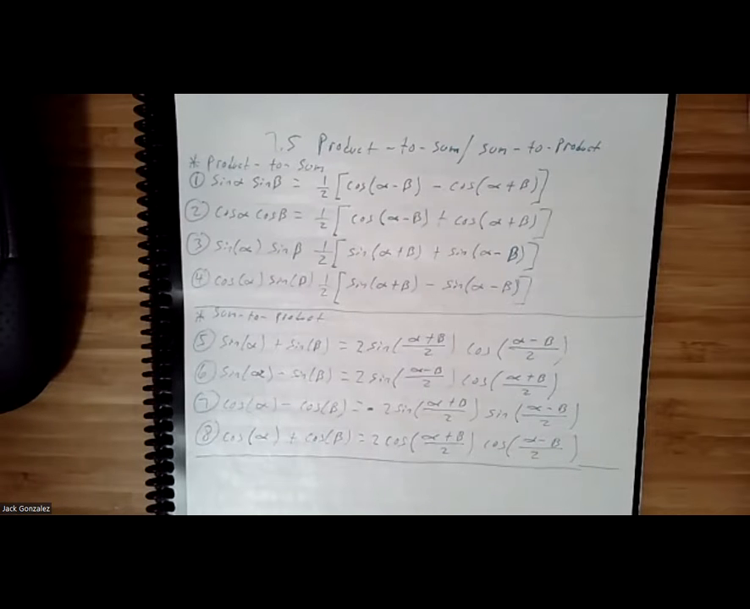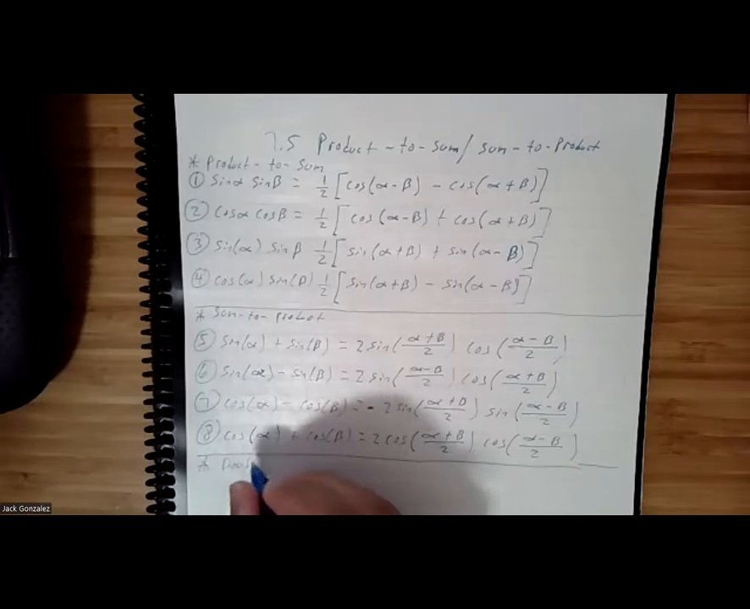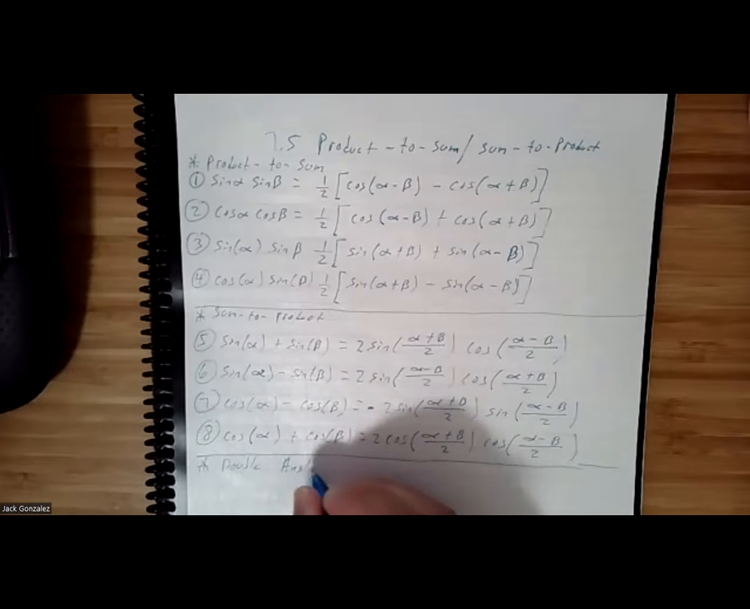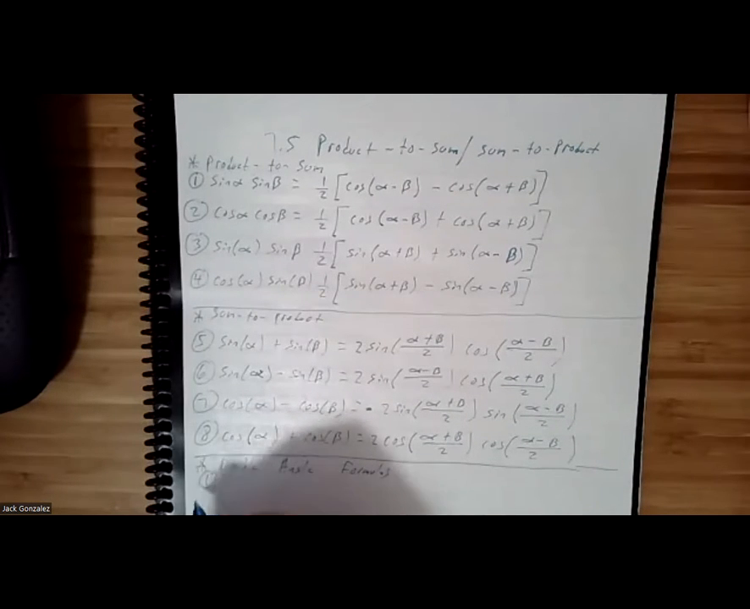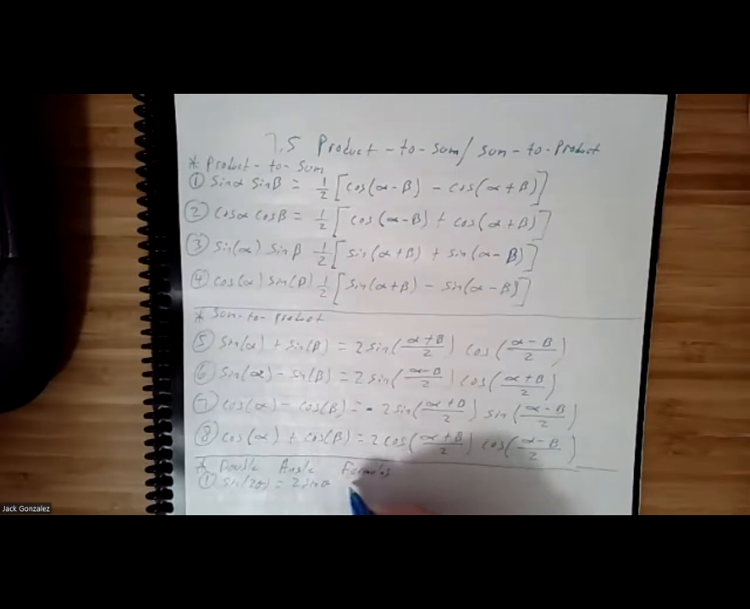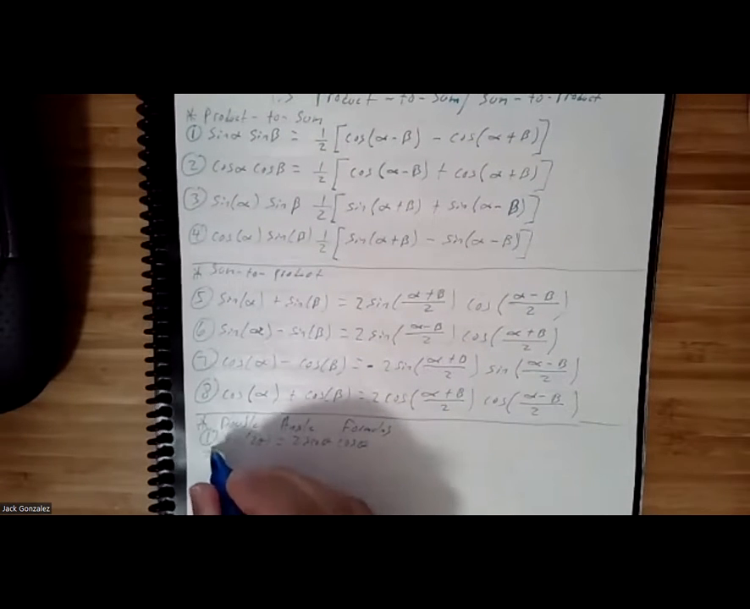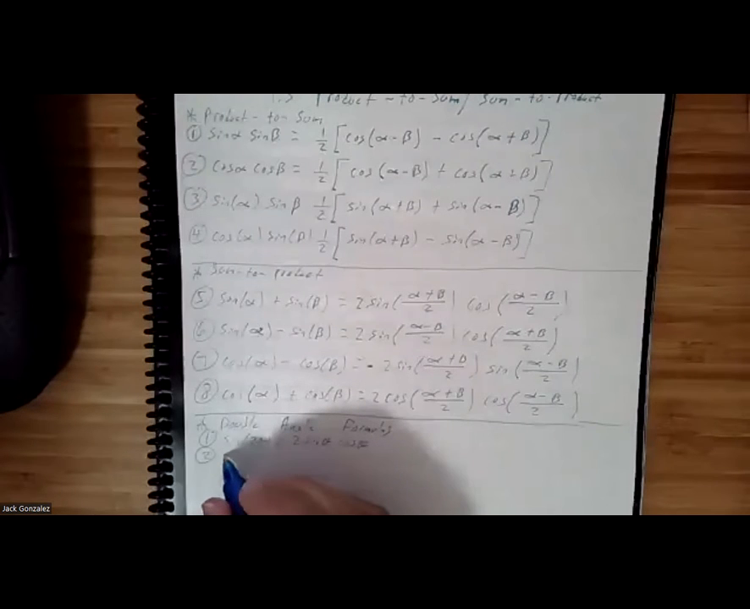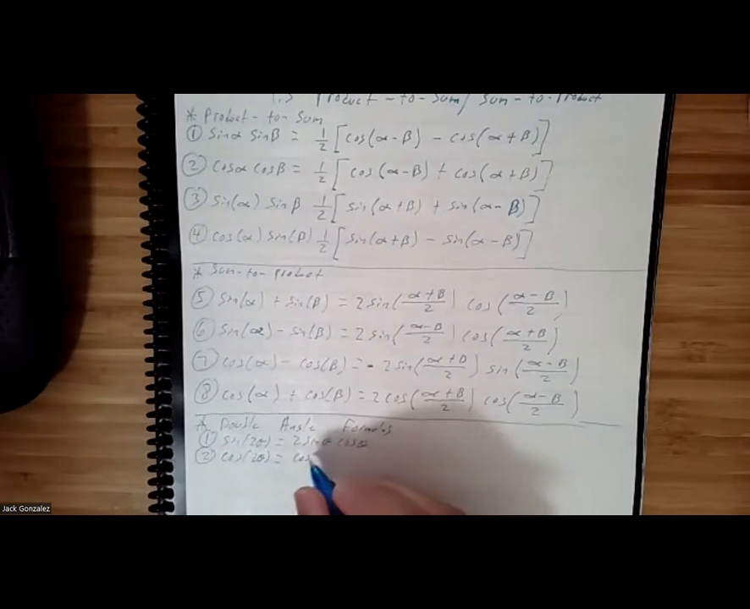All right. Double angle. So there's 4 of these. So the first one, the sine of 2 theta, you can change that into 2 sine theta cosine theta. This is pretty handy. I use that pretty often. Number 2, cosine 2 theta. This one has 3 different forms, so you can use whatever you want.